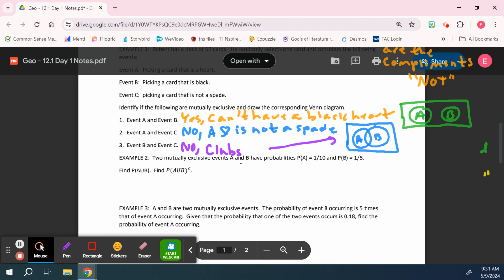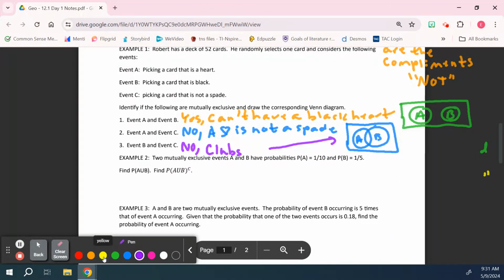Okay, let's take a look at example 2. One thing that's nice about this one says two mutually exclusive events A and B have probabilities: probability of A is 1/10, probability of B is 1/5, and find the probability of A union B and the probability of A union B complement. That means not. Okay. So in this case, if they are mutually exclusive, we know that the probability of A intersect B is equal to 0. They don't mesh, right? There's nothing in common between the two.